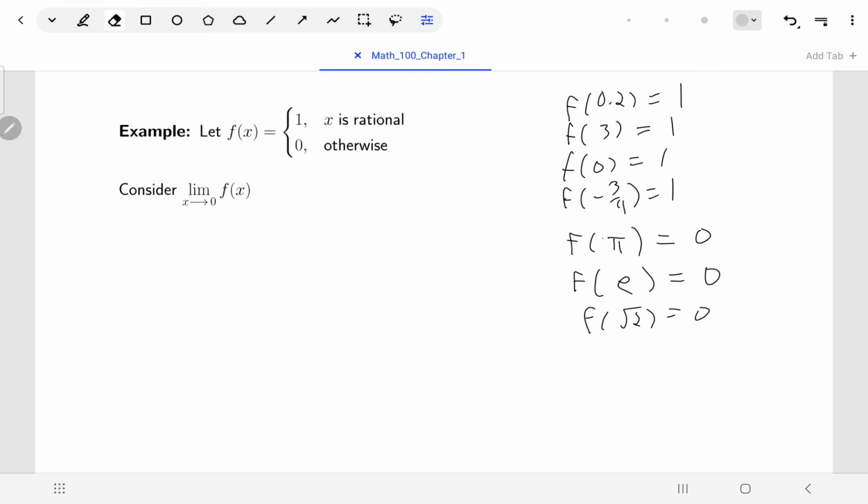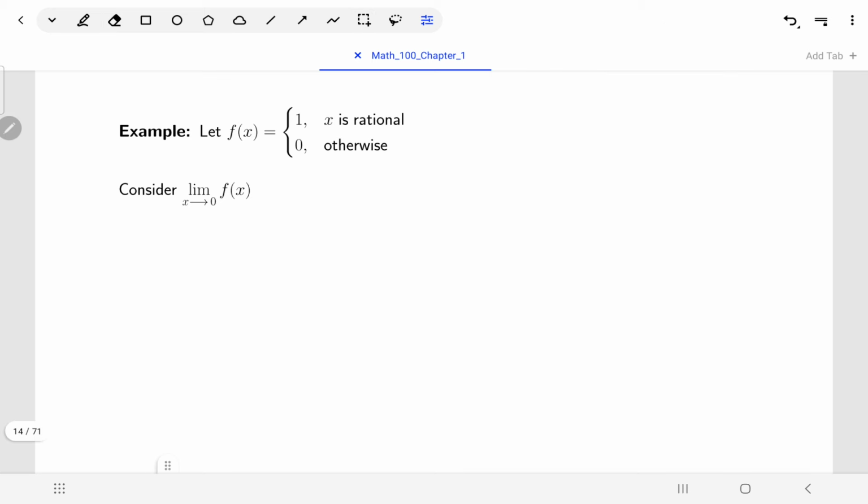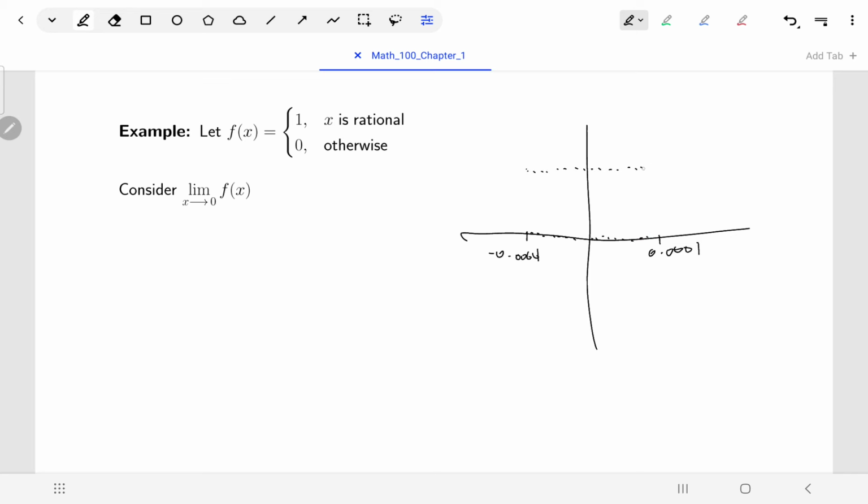So what we're going to wind up having, if we're thinking about just as a graph, is a bunch of disconnected points. So if I really zoomed in, so let's say out here, this is like 0.00001, and way out here is -0.00001. You'll have tons of little points of zeros, all those irrational numbers, but you'll also have tons of points with y values of 1, all those rational numbers in between.